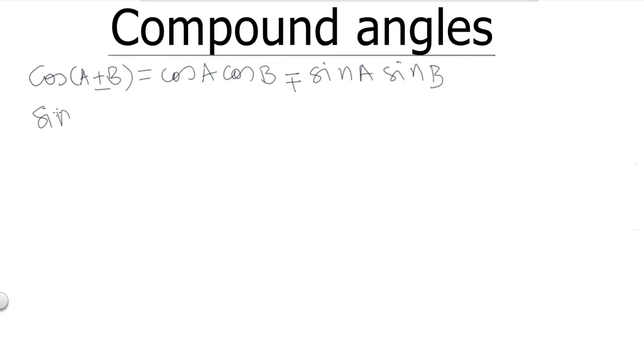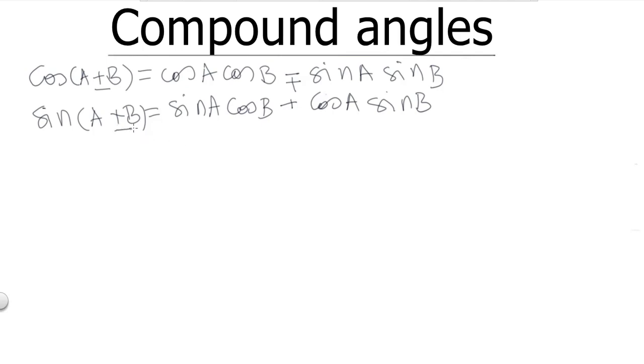Now, when you have sin(A plus B), then you have first sin A multiplied by cos B. Then you have plus cos A, and the sine now will be B. If we have negative, then also we have negative there, all right?